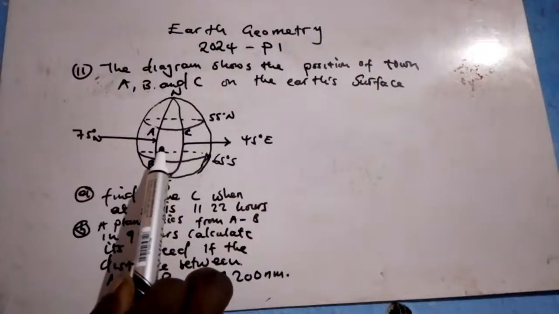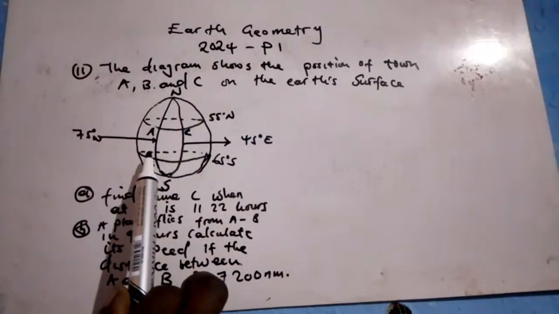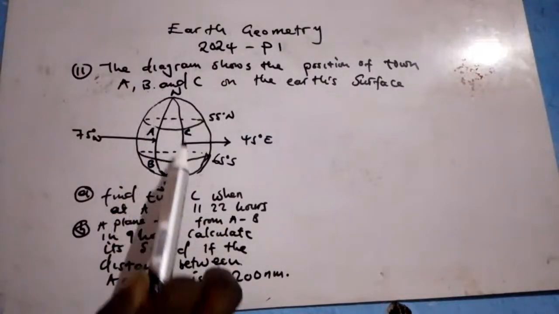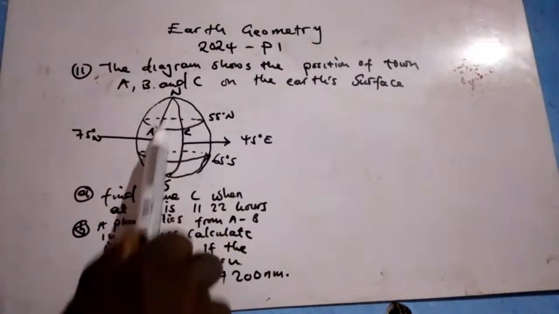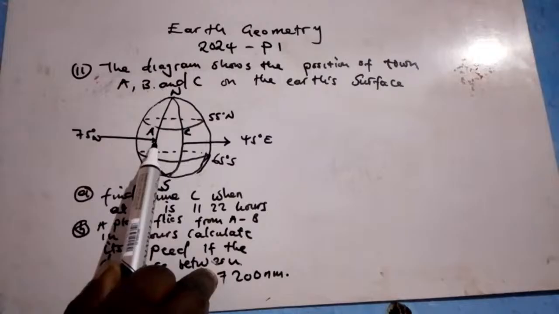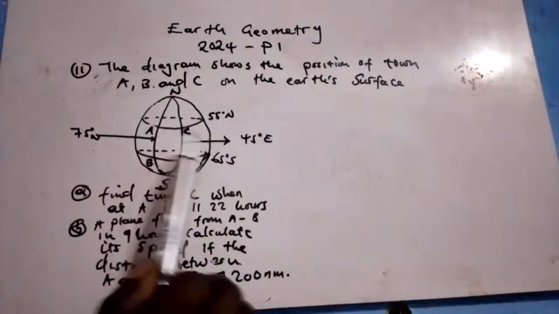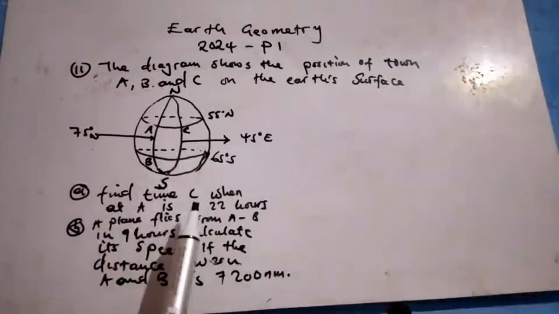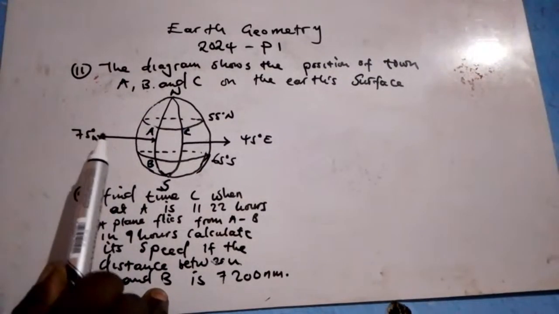For you to find the time at C, you must know where to find the solution. We must follow this longitude, not latitude. These are latitudes which are small, so we must follow the longitude. So A has a longitude of 75 west and C has 45 east. So for you to find the time at C, you must add these, which is 75.